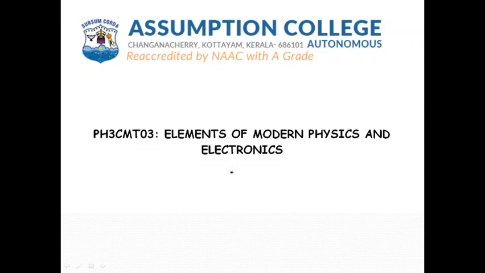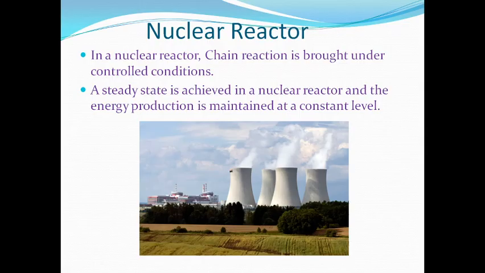Hello friends, in today's video, let us learn about nuclear reactor. So we have already learned nuclear fission and controlled as well as uncontrolled chain reaction. In an atom bomb, an uncontrolled chain reaction is used to produce huge amount of energy instantaneously. But in a nuclear reactor, we use chain reaction or the nuclear fission process in a controlled manner to produce energy at a constant rate.